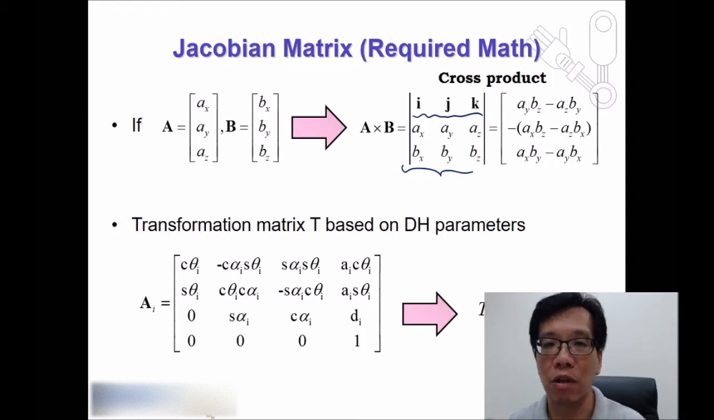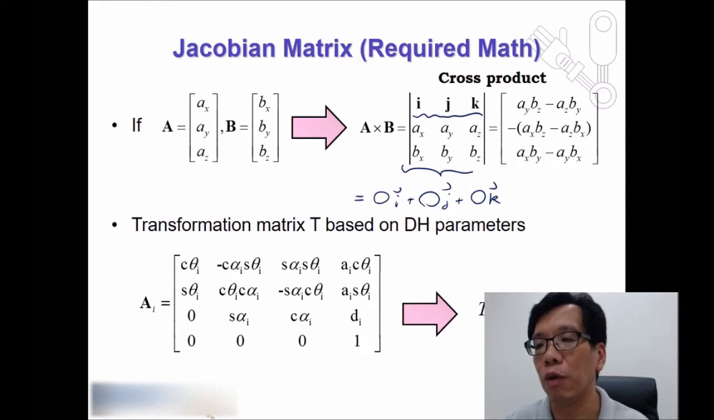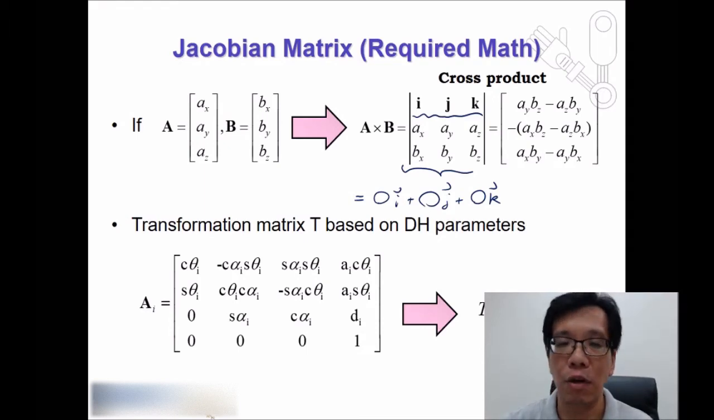Magnitude-wise, everything is going to be the same, but you're going to attach a negative sign in your answer. So in many cases, you're going to have something like this, a number I, a number J, and a number K. When you finish everything like this, you're going to have an equation like this.